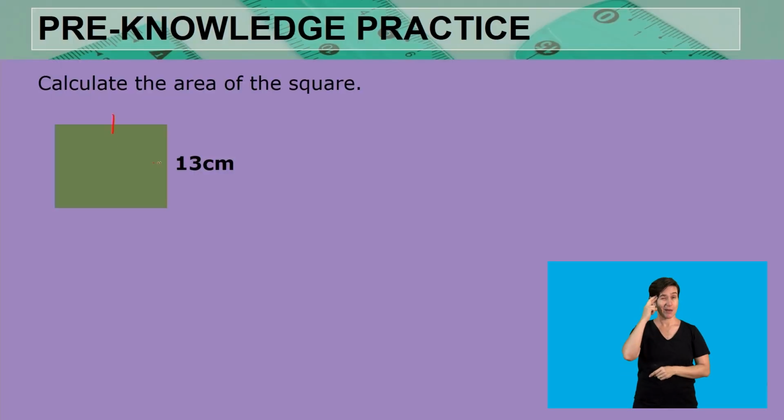Let's move over to the area of a square. Now, remember, a square has all the sides that are equal to each other. So now we've been given just one length, which is 13 centimeters. And because we know that all of the sides are equal, that means that all of the sides are 13 centimeters as well.